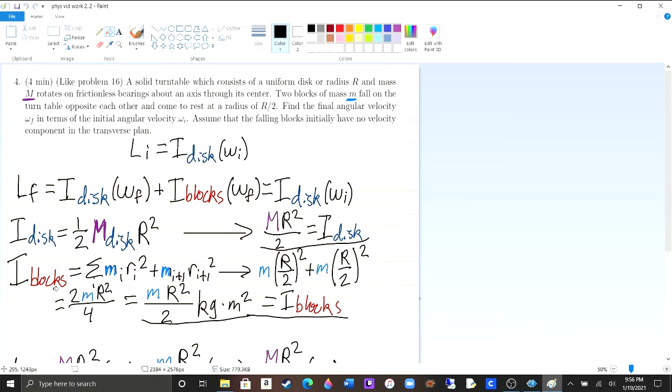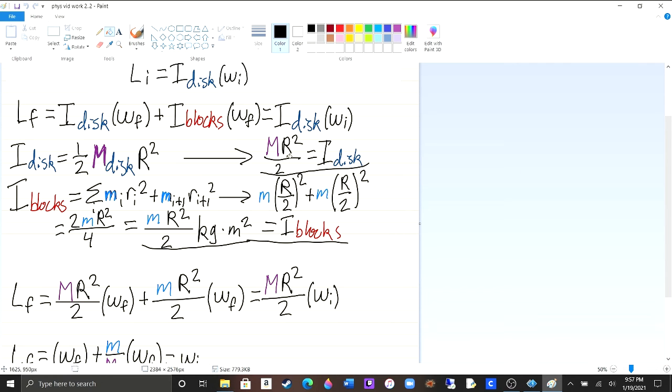And then the inertia of our blocks is the sum of the mass of an object times the radius from the pivot point squared, and you do that for every mass in the system. Since we have two masses and they're both falling at a radius of r/2, that is our radius, so it's our lowercase m times (r/2) squared, and we do that twice. So we now have m times r squared over 2, in kilograms times meters squared, for our inertia for the blocks.